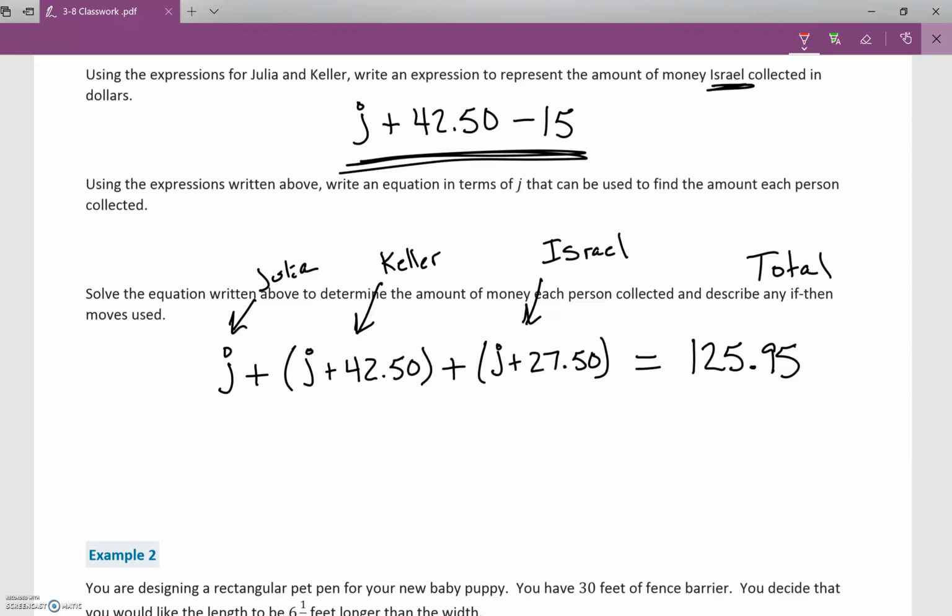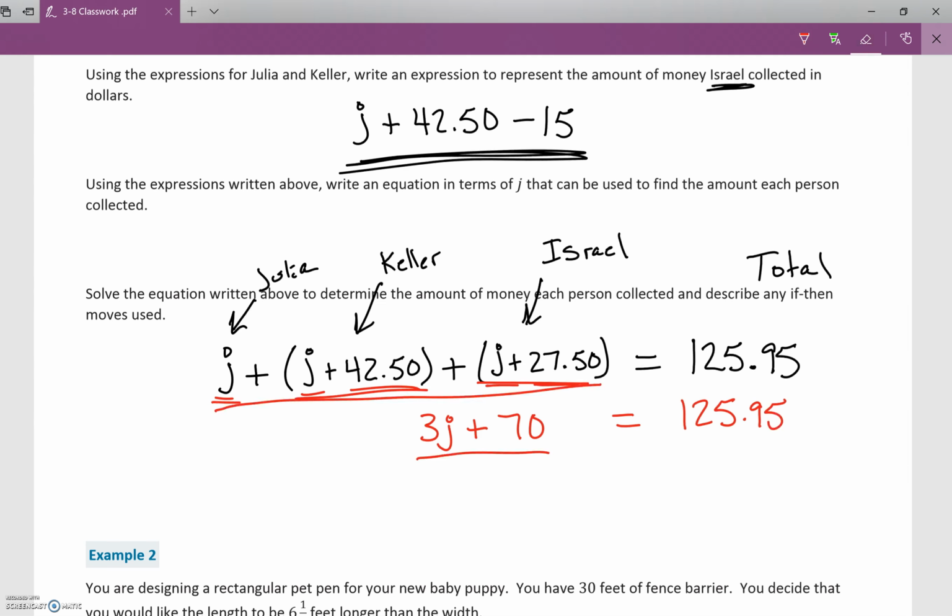So here's what we practiced the past couple of days. We have 3 expressions here. We need to combine all of our like terms to make it easier to deal with. So let's look at the variables first. How many variables do you see? 1, 2, 3, right? So that's 3J. And then you have 2 constant terms, 42.50 and 27.50. We're going to add those together. 42.50 and 27.50 together are $70. So we're going to simplify our 3 expressions into one expression, 3J plus 70. And that's still going to equal 125.95. All we've done is taken our 3 people and put them into one expression instead of 3 separate expressions.